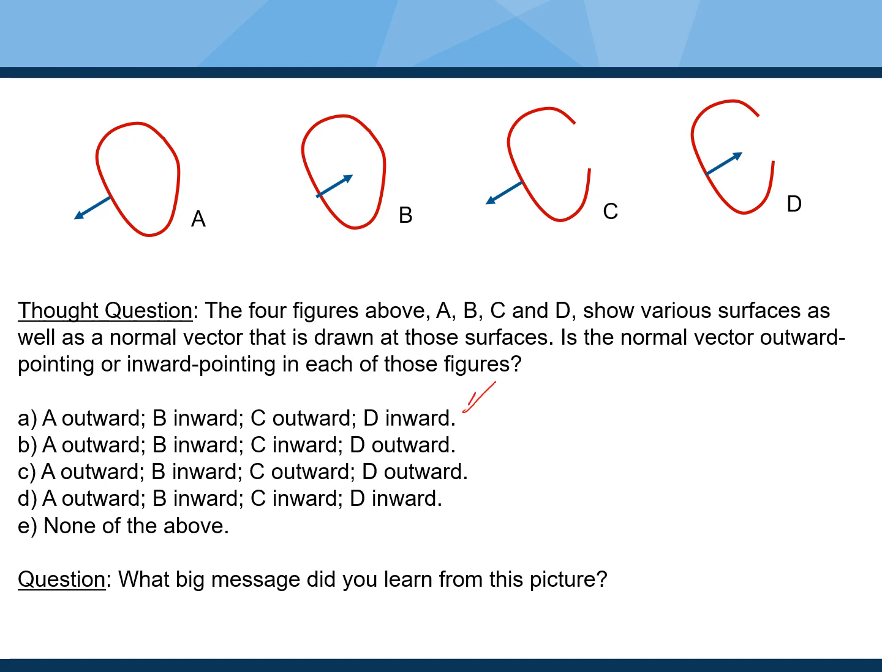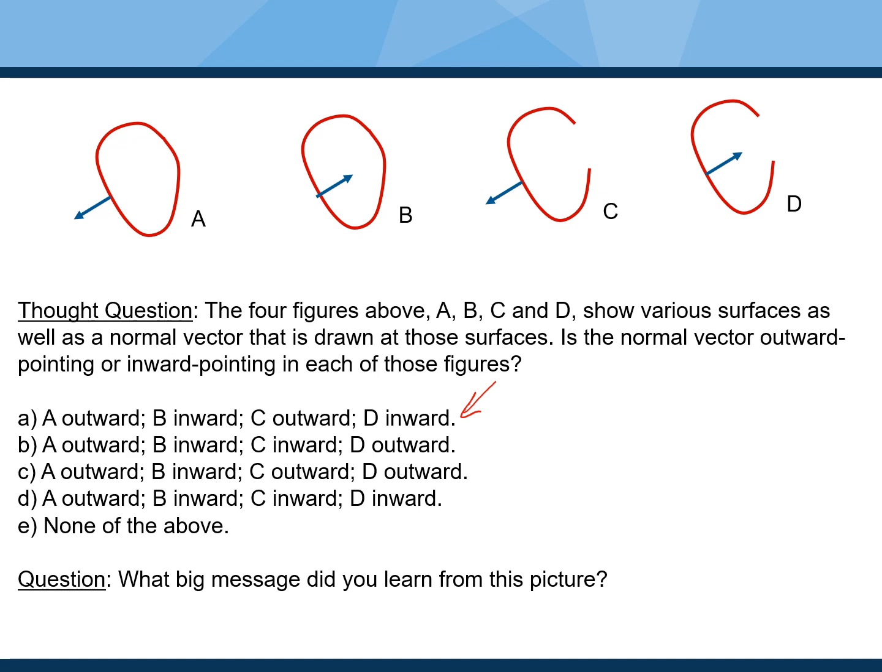Now, let's identify what most students might gravitate towards. They might say that for A, the normal vector is pointed outwards. For B, the normal vector is pointed inwards. For C, the normal vector is pointed outwards, which only makes sense because you might think of completing this surface and saying that indeed the normal vector is pointed outwards. And for D again, your natural instinct is to say that the normal vector is pointed inwards, because the human brain wants to complete the surface and say that indeed it is pointed inwards.